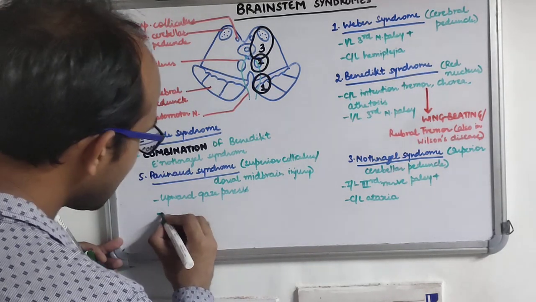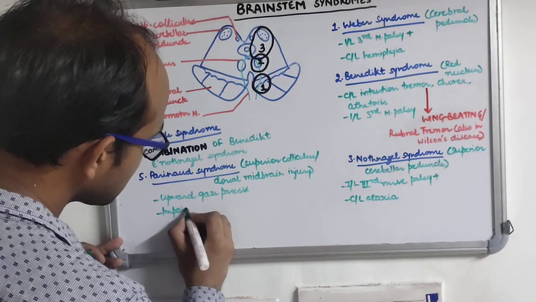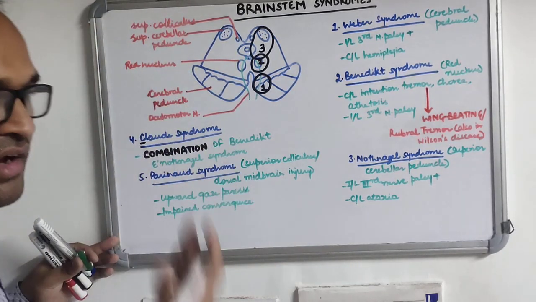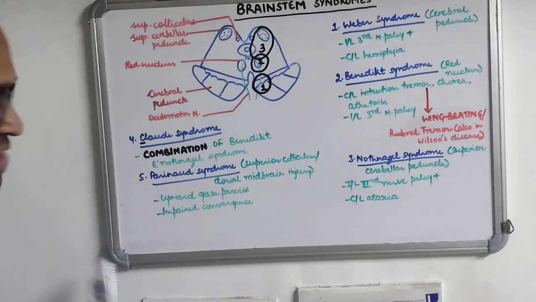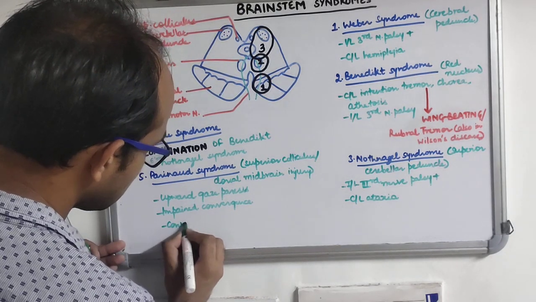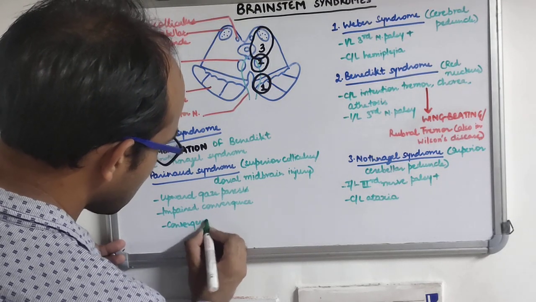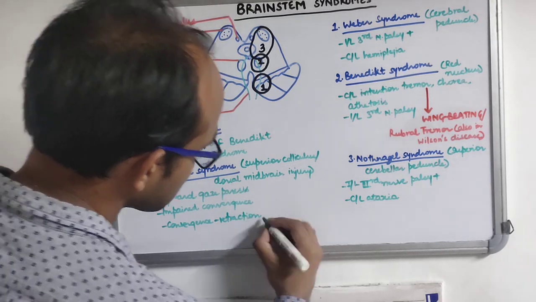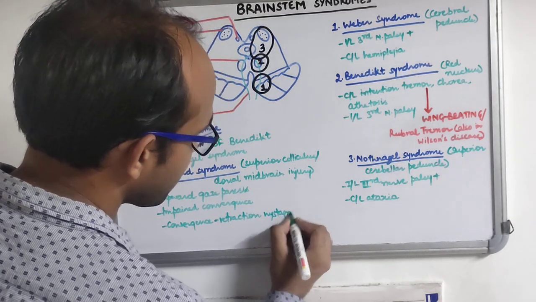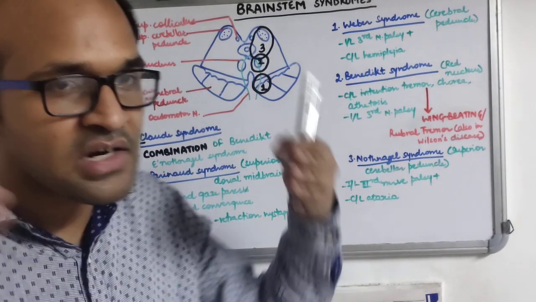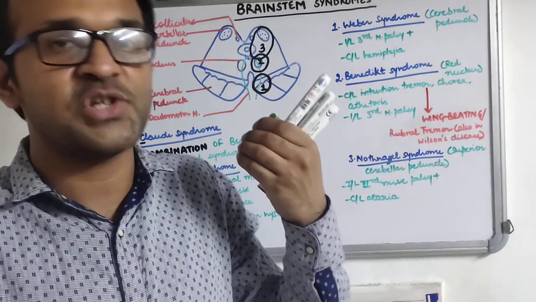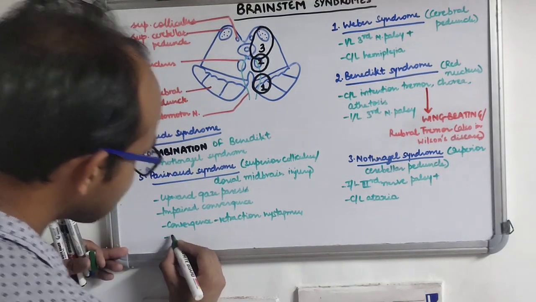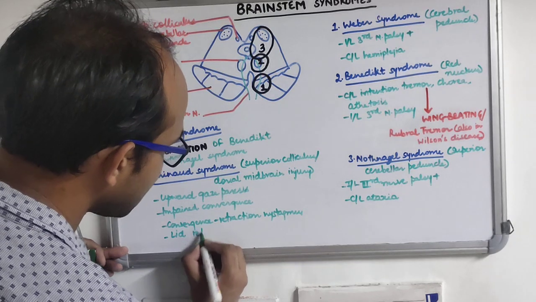Apart from that, there is impaired convergence, and on attempt to upward gaze, there occurs convergence retraction nystagmus. It is very classical of this condition. When you attempt upward gaze, there occurs convergence and also retraction of the eyeball. That is known as convergence retraction nystagmus. Apart from that, there occurs lid retraction, which is known as Collier's sign.